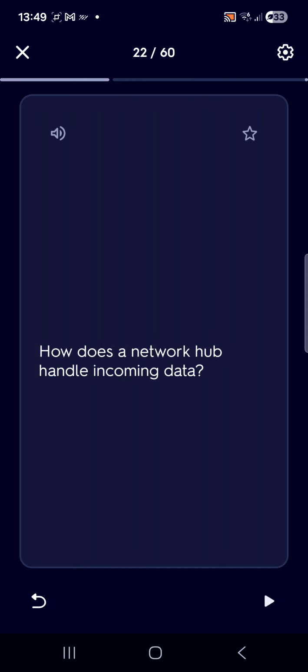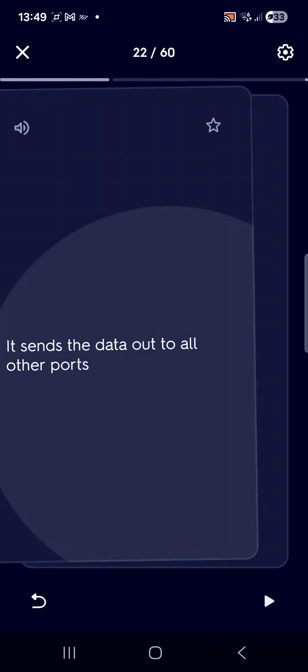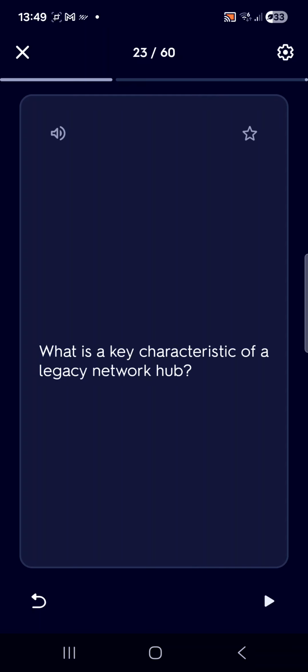How does a network hub handle incoming data? It sends the data out to all other ports. What is the key characteristic of a legacy network hub? The devices that are connected to it share the bandwidth.